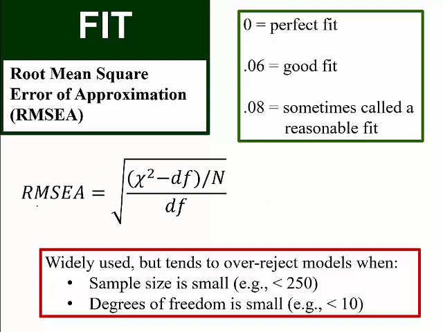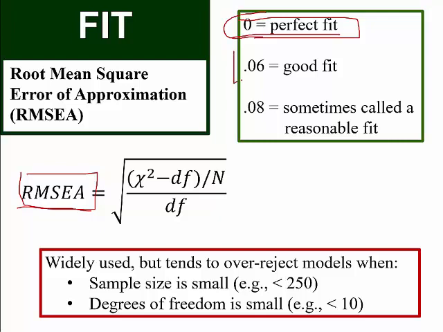So with the root mean square error of approximation, a score of 0 would mean you have a perfect fit. For example, if you had a saturated model, your chi-square would be perfect, and you would have a perfect fit, so your root mean square error of approximation would be 0. So 0 means perfect fit. And as the numbers get bigger and bigger, it means you're getting a worse and worse fit.